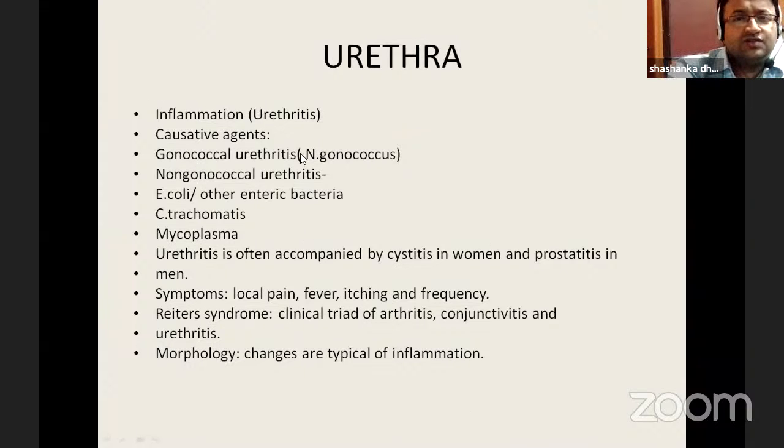Other conditions that can affect the urethra are inflammation in the form of urethritis. Urethritis can be due to gonococcal urethritis or non-gonococcal urethritis. The non-gonococcal causes include E. coli, chlamydia, mycoplasma. It is often accompanied by cystitis in women and prostatitis in men. Symptoms can be local pain, fever, itching, and frequency. Reiter's syndrome, a classical triad of arthritis, conjunctivitis, and urethritis, an MCQ point.